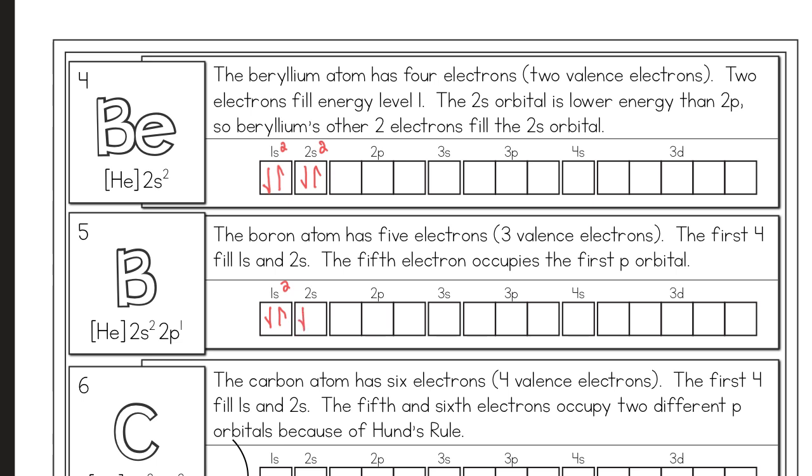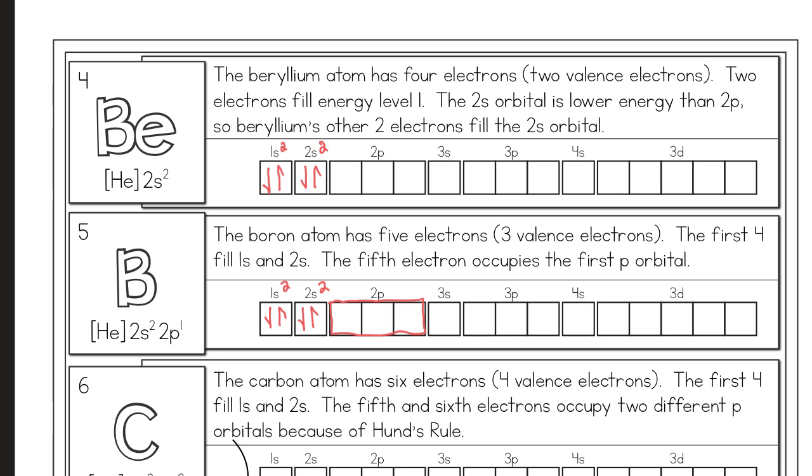2s2, 1 down, 1 up. There's our 2. Now when it comes to filling these blocks, the p block actually has 3 orbitals. Now electrons, because they're negative and they don't want to get next to each other, are going to fill these orbitals one at a time until we have all 3 orbitals filled.